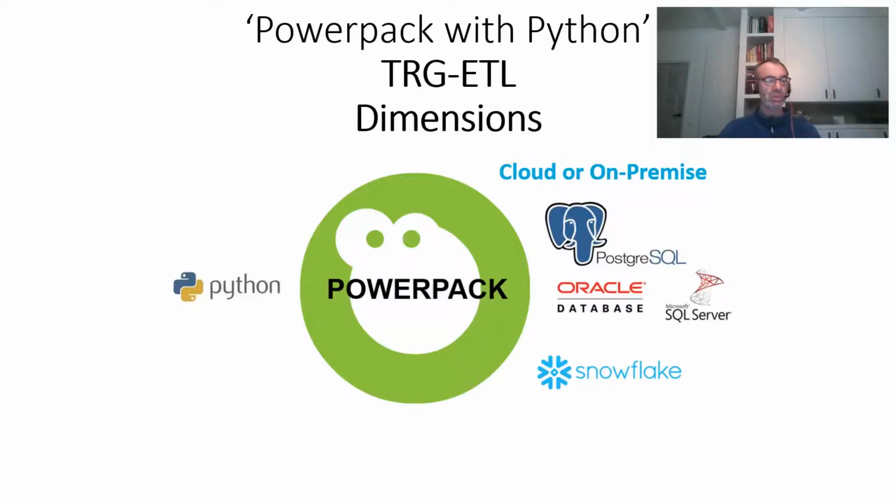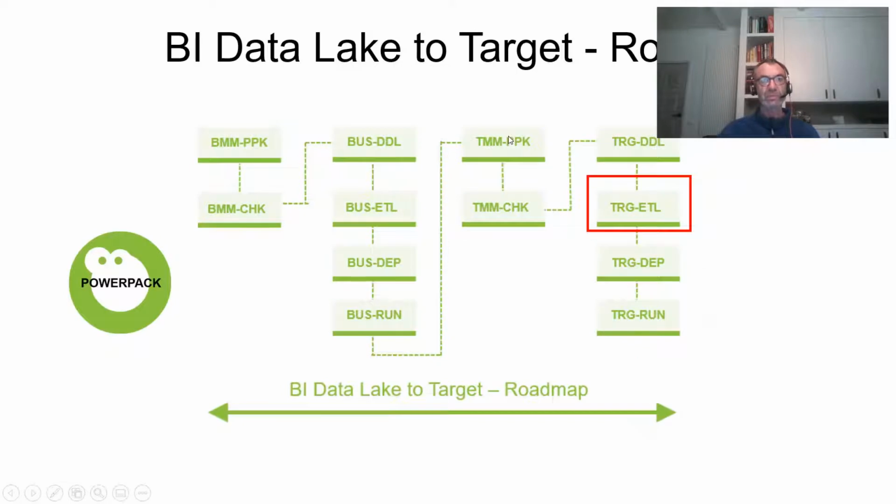In this video, I'm going to explain how you can generate the ETL for the target area, the dimensions. Target ETL is part of the BI data lake to target roadmap. It generates the ETL, the loading of the data for dimensions, facts, or data stores. In this video, we're going to look at how you can generate the ETL for dimensions.